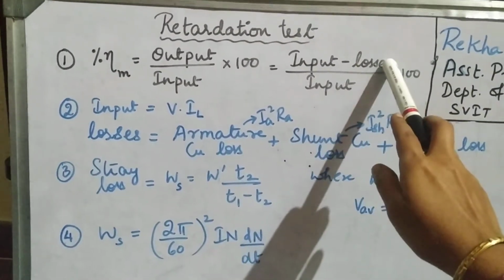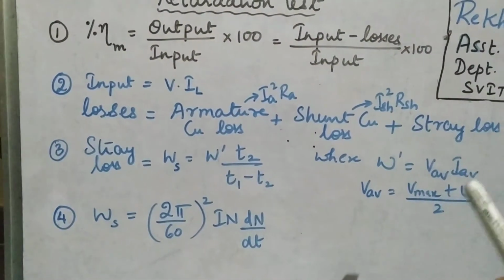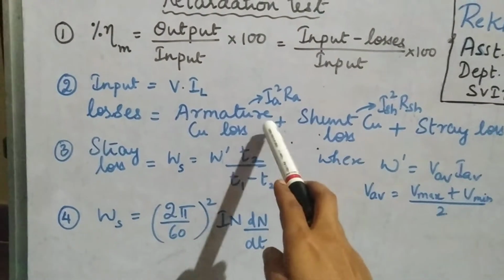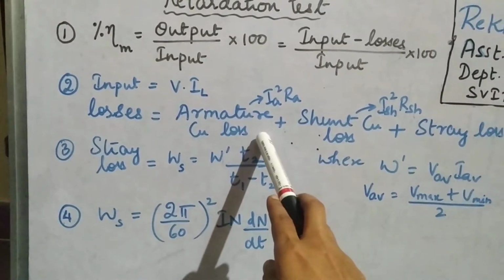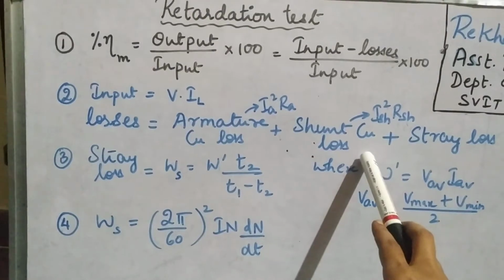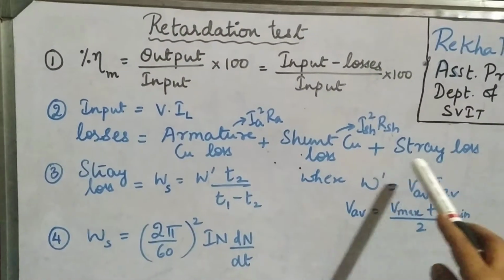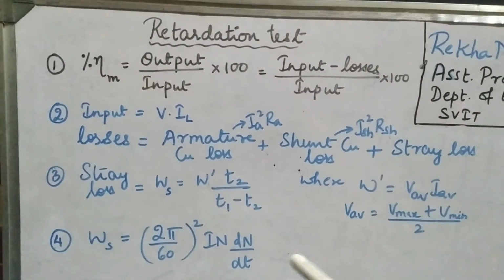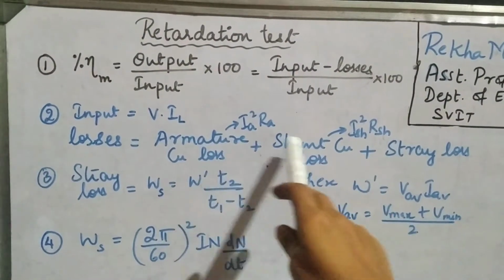Then about the losses. The losses will include the variable loss plus the constant loss. What are the two variable losses? Armature copper loss and shunt copper loss. Armature copper loss is given by the formula Ia square into Ra. Shunt copper loss will be given by I shunt square into R shunt. As well, we can write it in another way, that is the voltage into the shunt current. This is regarding the variable loss.